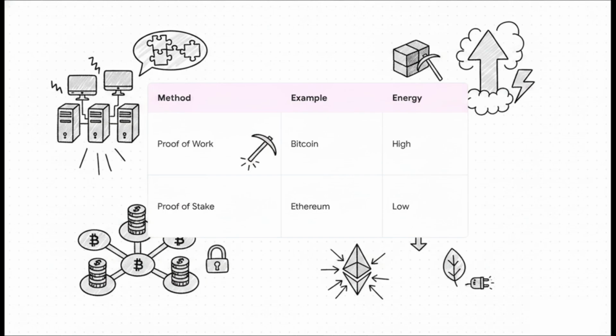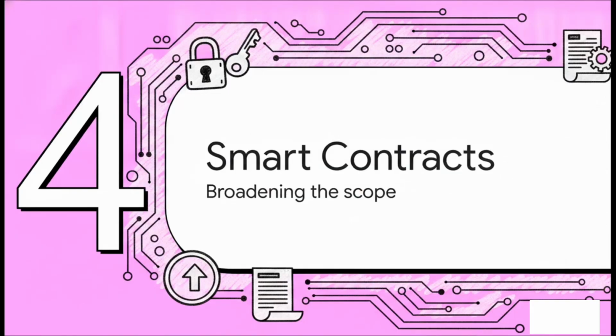In direct contrast, you've got proof of stake, which is what Ethereum uses. Here, participants basically put up their own crypto as collateral. It solves the exact same problem of getting strangers to agree on the truth, but with drastically, drastically lower energy use. Okay, let's jump to section 4, smart contracts and beyond. We're broadening the scope here.